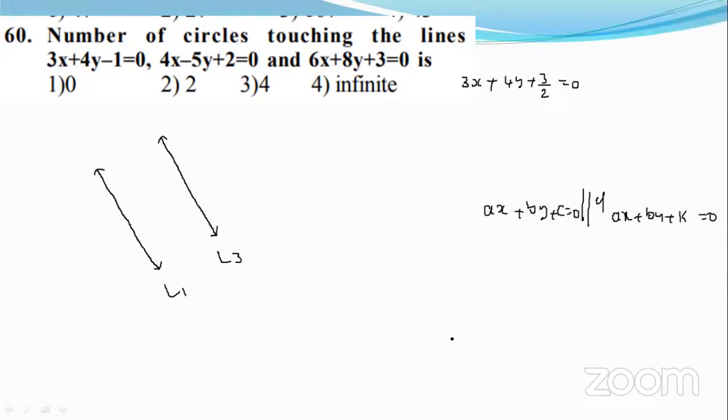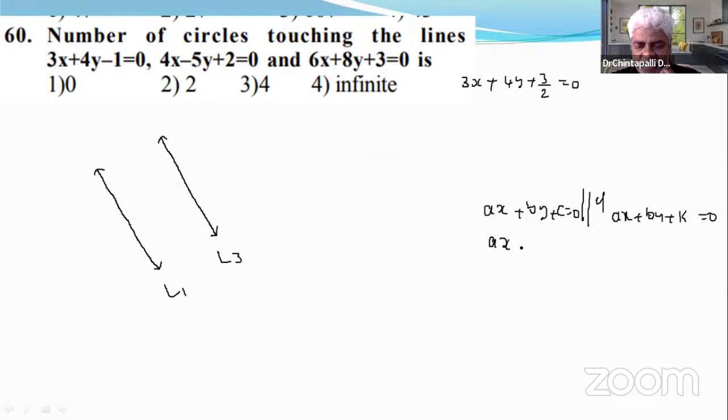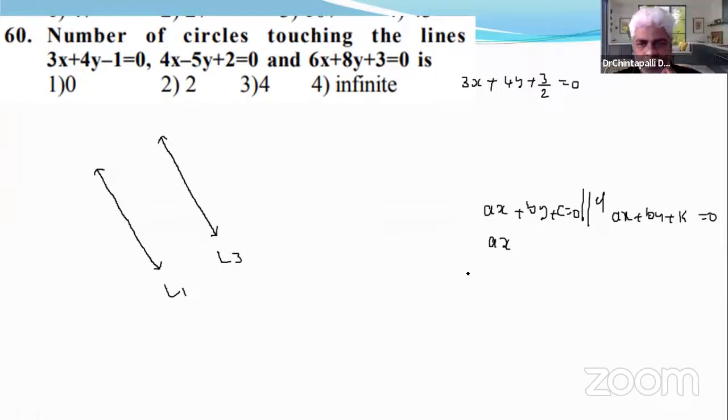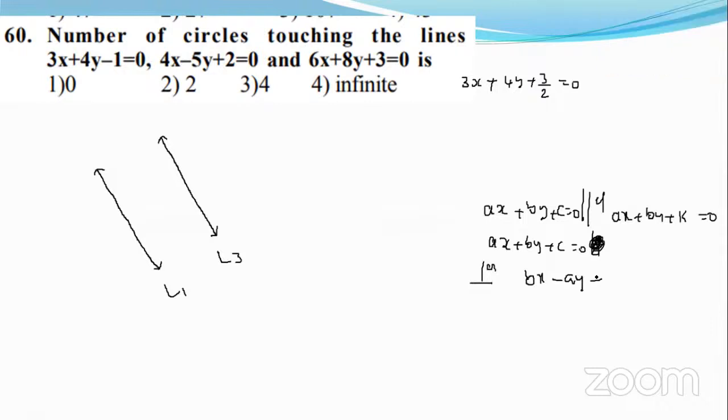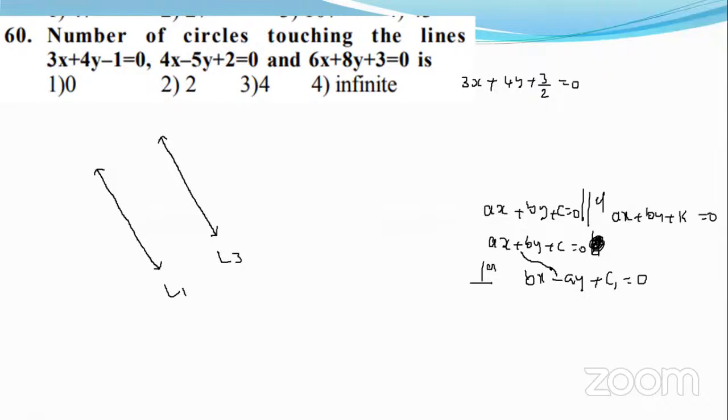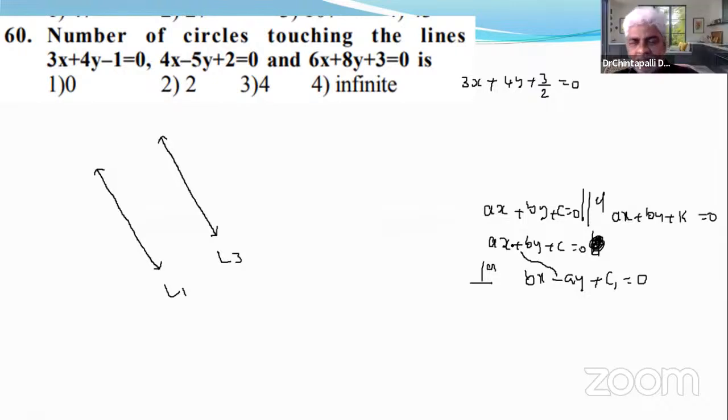And one more point. Do you remember this? ax plus by plus c equals 0 is perpendicular to bx minus ay plus c1 equals 0. The x and y coefficients are interchanged, and the sign is opposite. These are perpendicular lines. The x and y coefficients are interchanged, and the sign is opposite, then those are perpendicular lines. Got it?